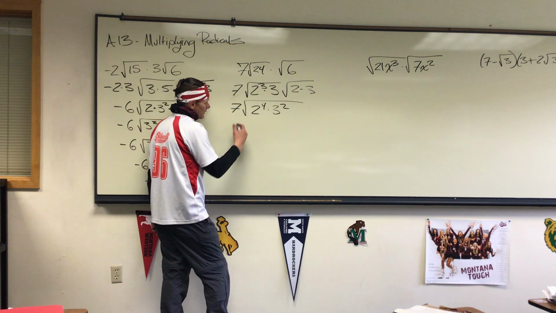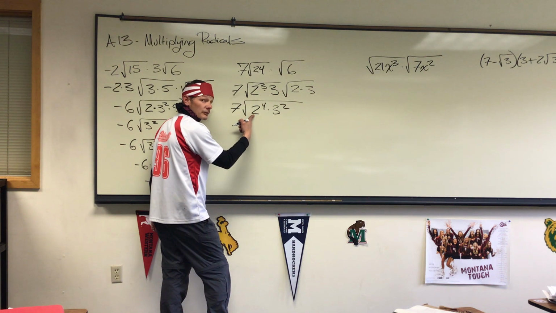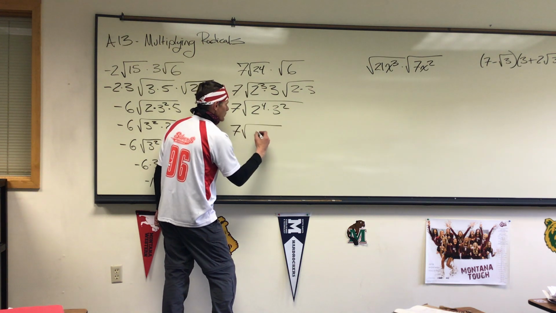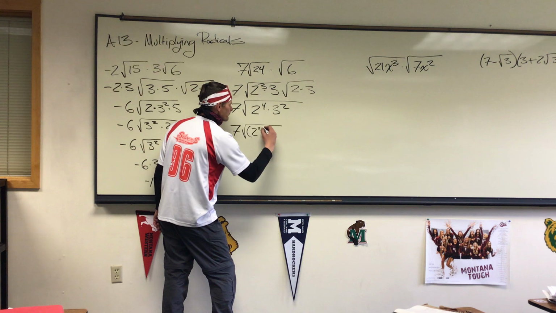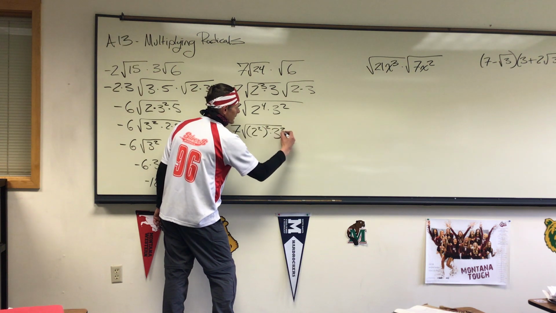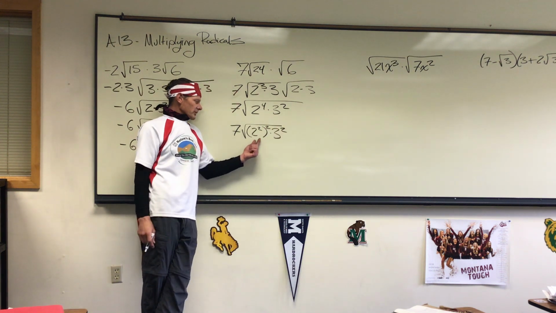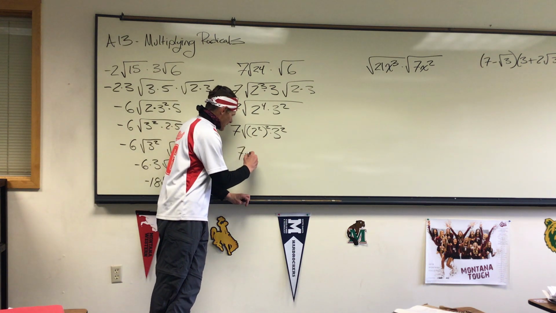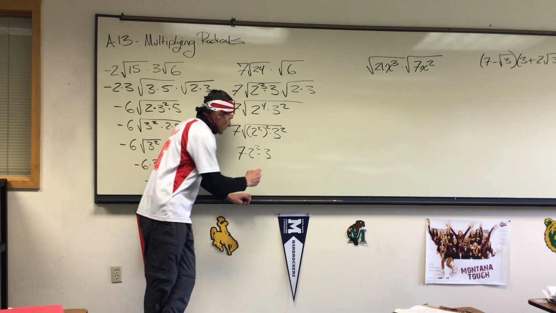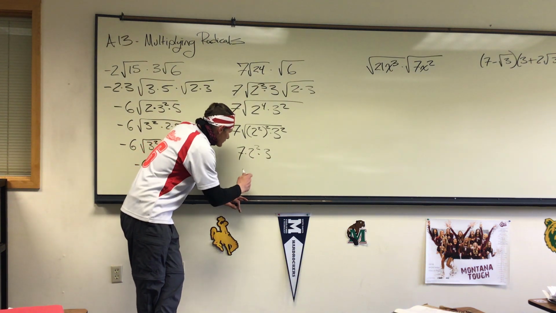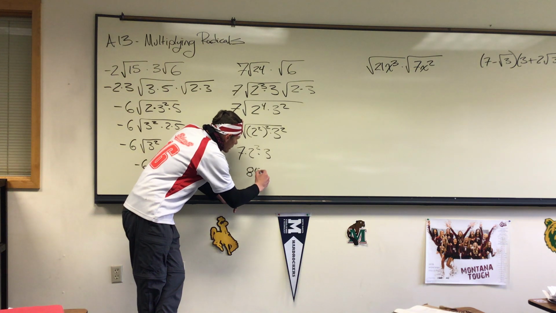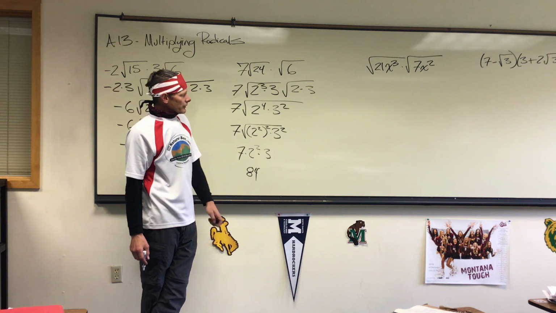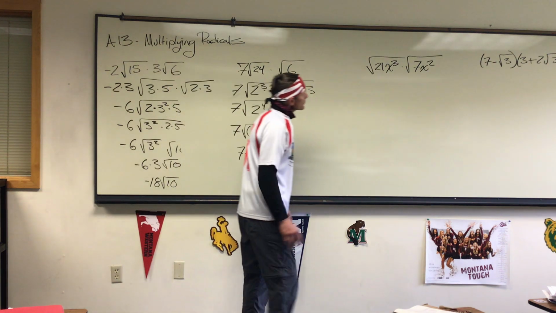You might know that this is asking you for the square root of 16, right? But, however, 7 times the square root of 2 squared times 3 squared. So the reason I did that is because the square root of something squared is just that something. So 7 times 2 squared times 3, 21 times 4 is 84. So 7 square roots 24 times the square root of 6 is equal to 84. Who would have known?